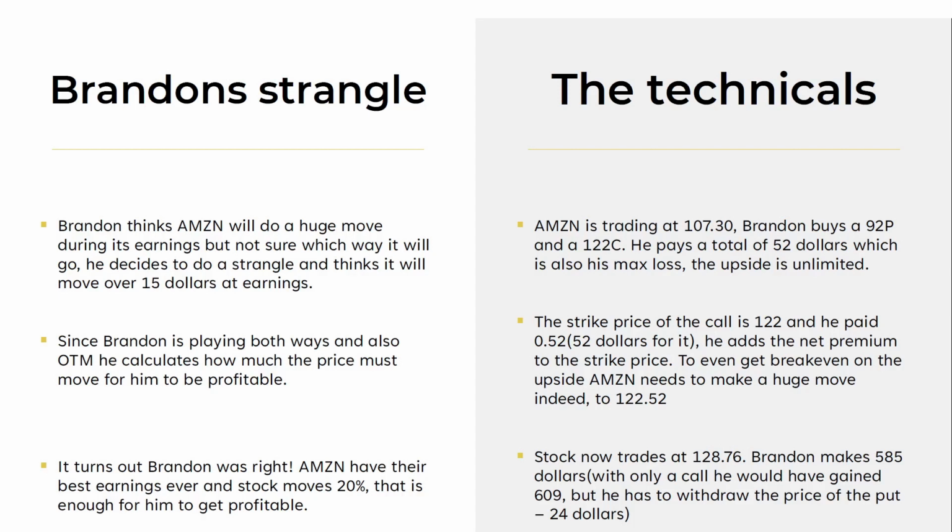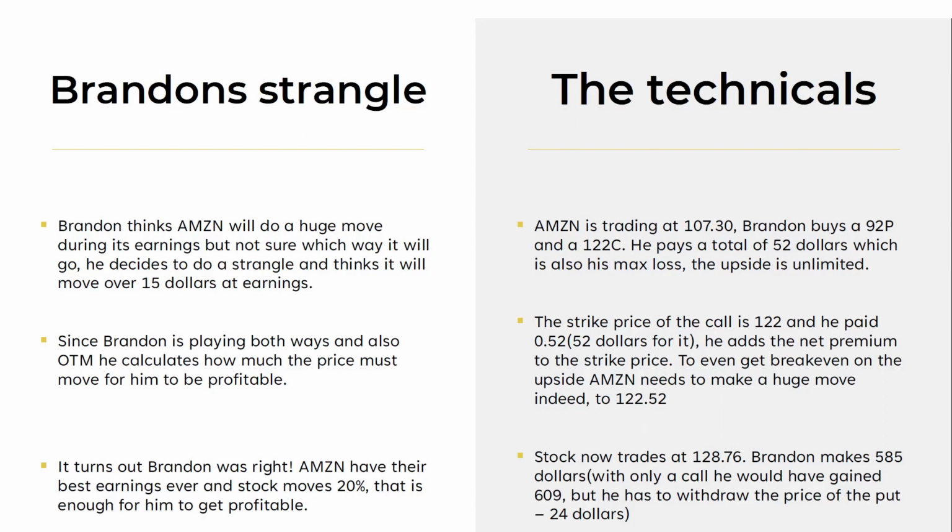So then he starts to calculate how much the price must move for him to be profitable. Maybe he should have done that before playing, but whatever. So he paid $52 in total, so he has to add that to the strike price. So it must move to 122.52 for him to be profitable. So we are talking big moves here.